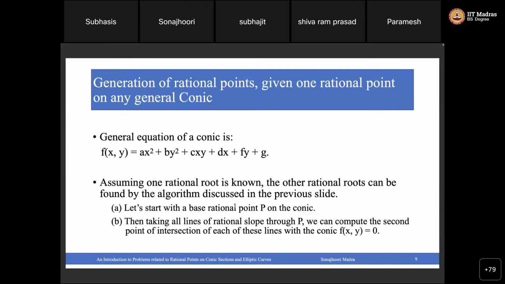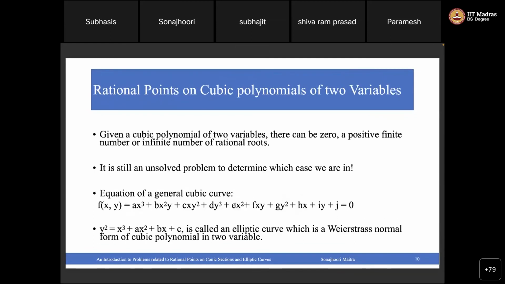Now, moving on to yet one degree higher, moving on to cubic equations in 2 variables. The proof is not so easy. Basically, there is no proof at all. It's still an open problem, finding out the rational points on a cubic polynomial in 2 variables. It's still an open problem. So rational points on cubic polynomials of 2 variables. So this is the general equation of a cubic curve. It has 10 coefficients. It's a pretty big equation.